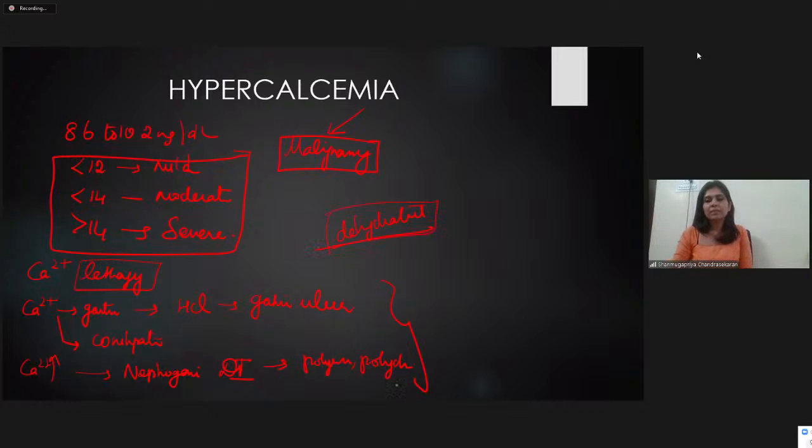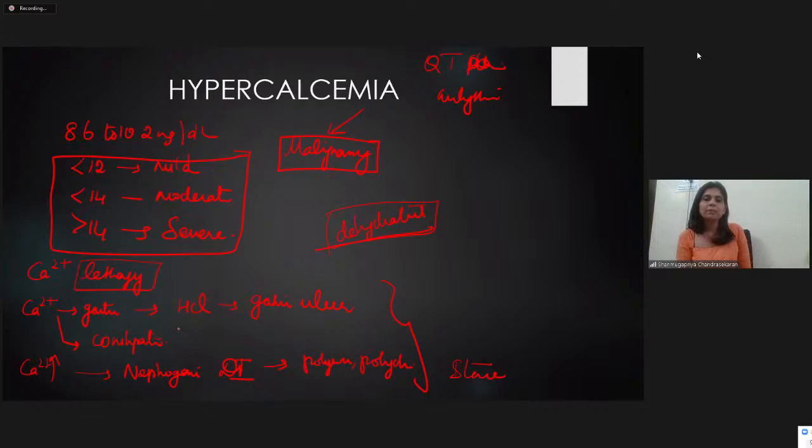And apart from this, as Nushin has typed, they present with renal stones. Calcium supersaturation in renal tubules can present as renal stones. And cardiac abnormalities. It can present as QT abnormalities and arrhythmias. Arrhythmias are very common in hypercalcemia. So these are the manifestations of hypercalcemia.